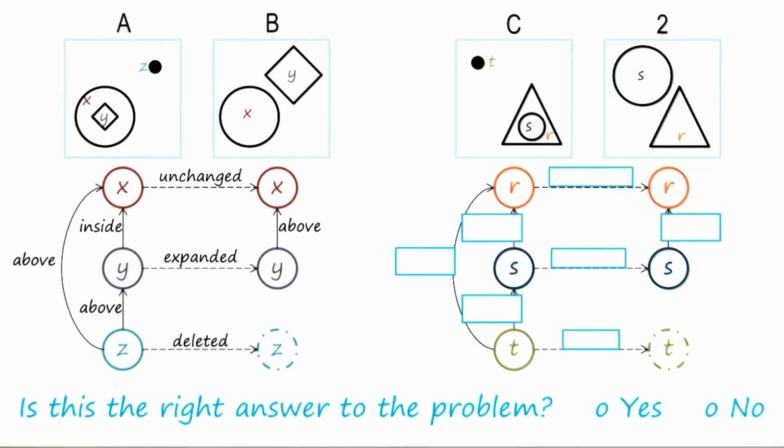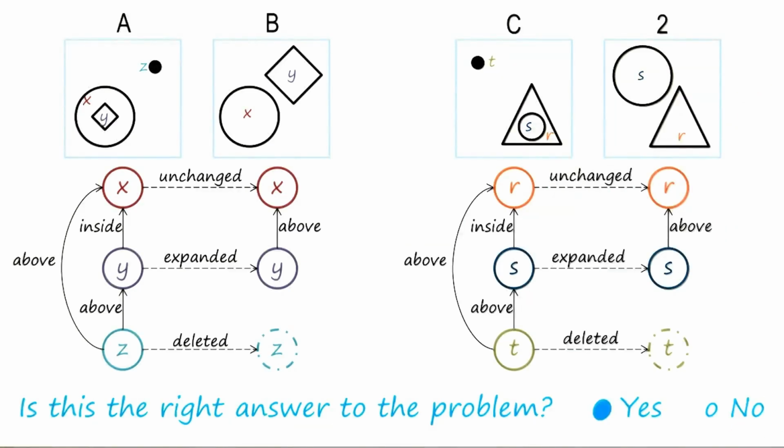So let us do another exercise together. This time I've picked a different choice, 2, here. So now we can build a representation for A is to B, like earlier, and here is a representation of C is to 2. I would like you to fill out these boxes for the labels on the links here, and then answer whether or not 2 is the right answer for this problem.